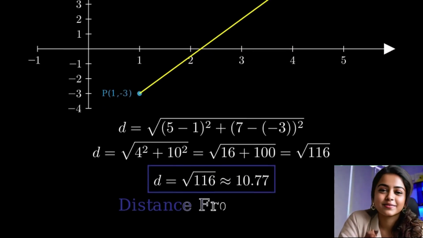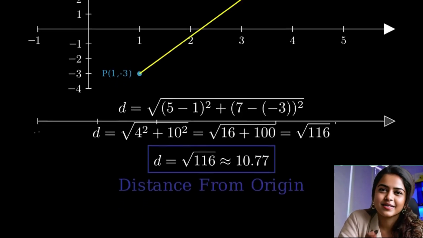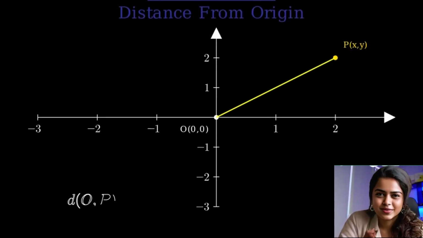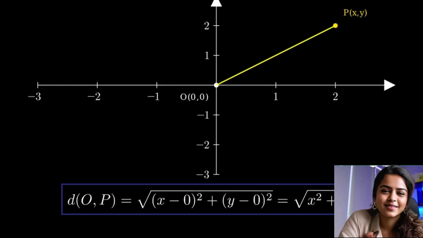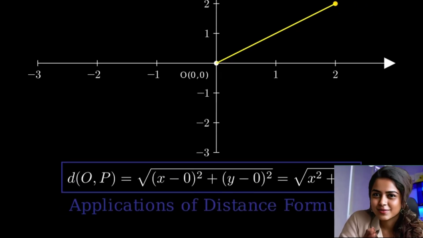A special case of the distance formula is finding the distance from a point to the origin. When one point is the origin (0, 0), the formula simplifies to the distance equals the square root of x squared plus y squared. The distance formula has many applications in coordinate geometry.